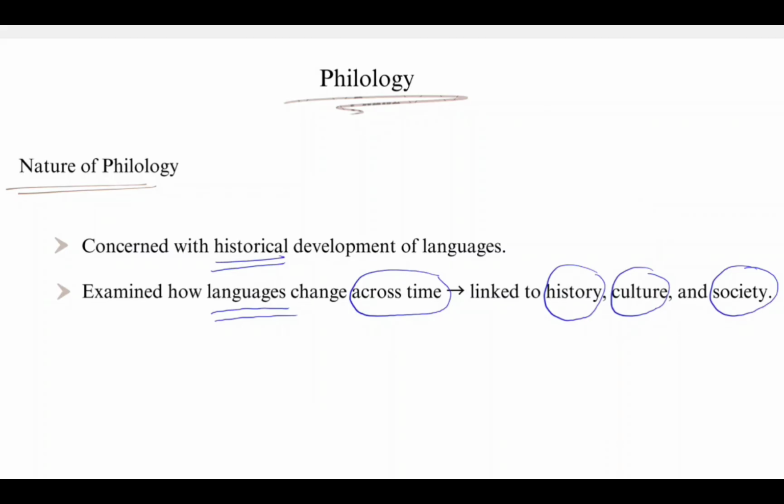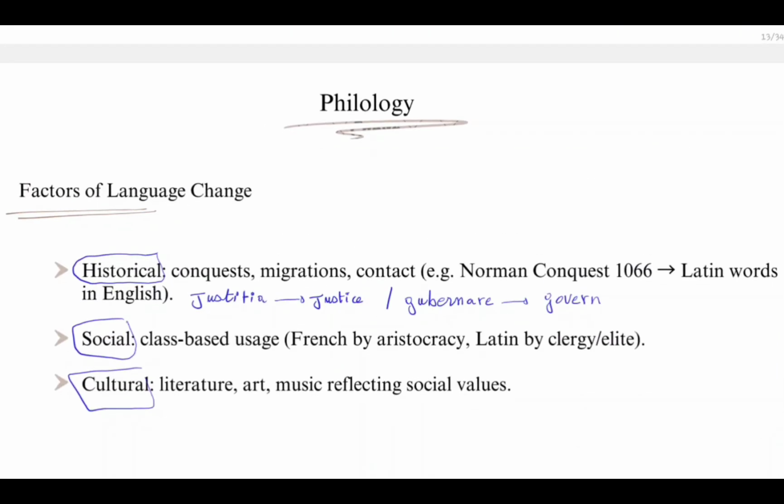As for the nature of philology, it's actually concerned with the historical development of languages. So it examines how languages change across time, linked to three factors: history, culture, and society. When talking of history, we have the historical factor, including conquests, migrations, contact, etc.